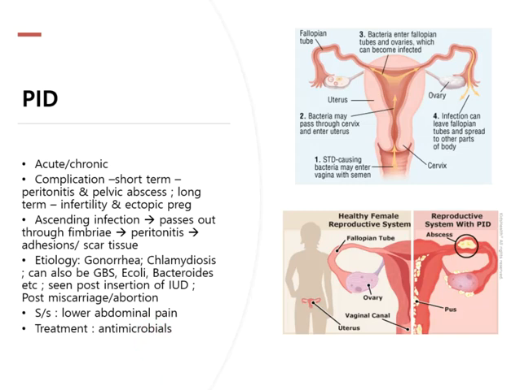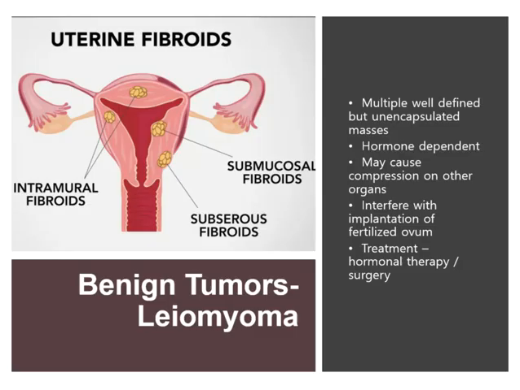Now we are moving ahead to the tumors. The tumors of the female reproductive system are benign or malignant. The benign tumors of the uterus are called leiomyoma or fibroid. They are of three types. If they are inside the muscles, they are called intramural. If they are inside the mucosal lining, they are called submucosal. And if they are towards the outside lining, they are called subserous.